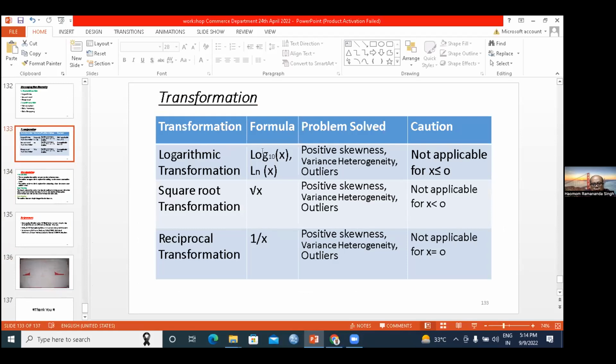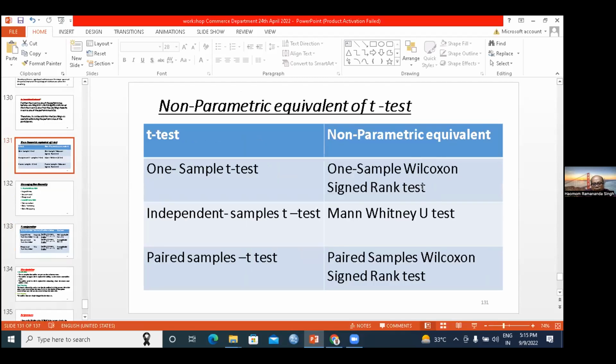If it is positively skewed, the formula for transformation is log10 x. And if your data is positively skewed with variance heterogeneity, then you can transform your data with the help of root over x. And if it is severely skewed, with variance heterogeneity, then you can transform your data with the formula 1 by x. So even if your data is not normal, you can adjust your data so that it can be brought nearer to normal, or otherwise you go for the non-parametric equivalent.